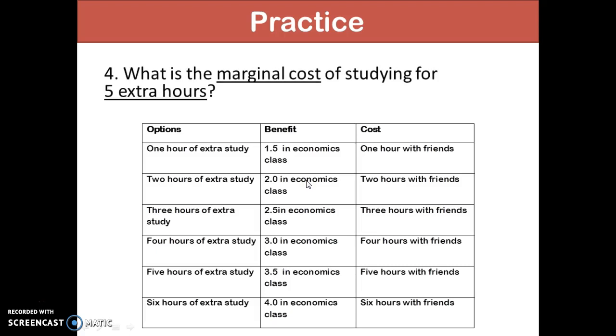Marginal cost works the same way. If we look at 5 hours of extra study, we lose out on 5 extra hours with our friends. But the marginal cost is going to be the difference between 4 hours and 5 hours of study, which is going to be 1 hour with our friends. That's the additional cost that we gave up as a result of studying for 5 hours instead of 4 hours.